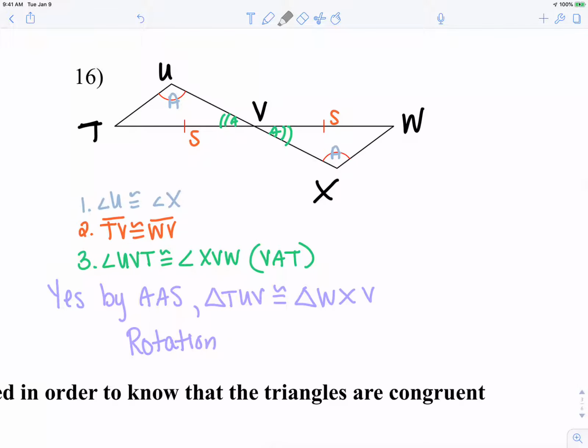Number 16. Angle U and X are congruent. Side TV and VW are congruent. And then these vertical angles right here at V are congruent by the vertical angles theorem. So if we look at each triangle, you'll see that we have parts in the order angle, angle, side, angle, angle, side, angle, angle, side. So by angle, angle, side, triangle TUV is congruent to triangle WXV. And that is a rotation.